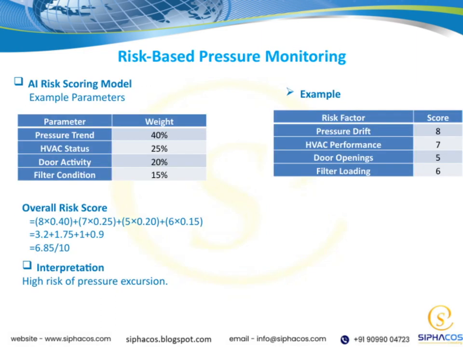Let's break down how we calculate the overall risk score for pressure excursions. We start by multiplying each risk factor by its assigned weight: pressure drift at 40%, HVAC performance at 25%, door openings at 20%, and filter loading at 15%. Adding those weighted scores together gives us a total of 6.85 out of 10. This score indicates a high risk of pressure excursion. The AI model uses these example parameters to monitor risk in real time, helping us stay ahead of potential issues.